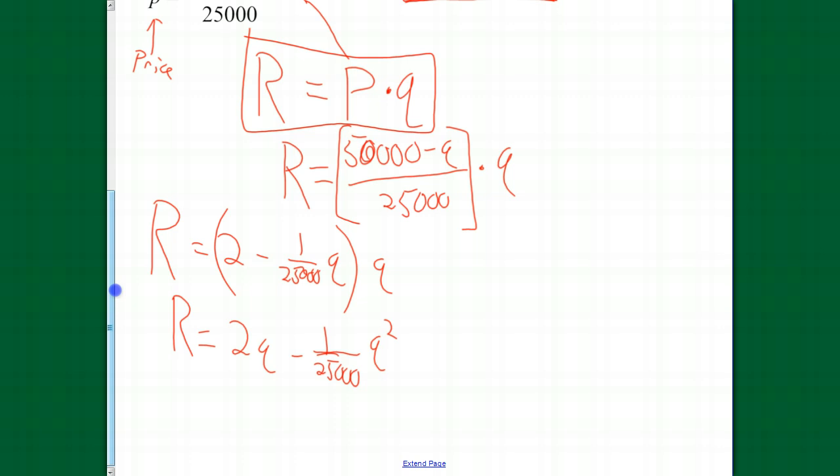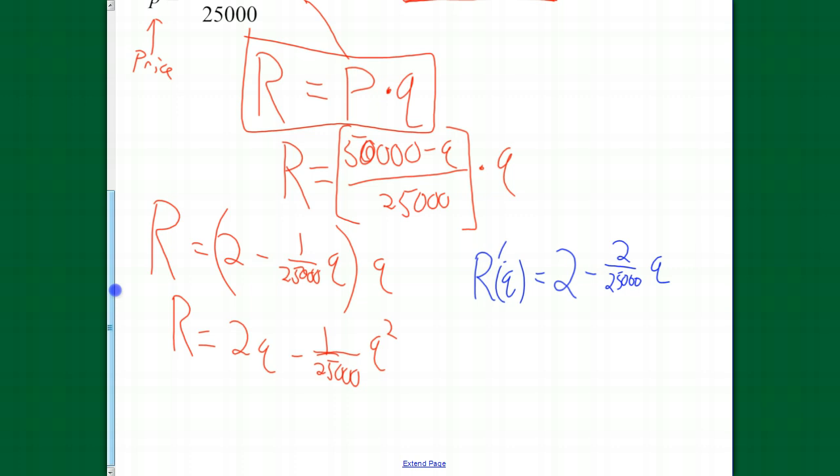And so now we're going to find the marginal revenue at 10,000. So that means we need to find R prime. And everything is in terms of Q. So we're taking the derivative of R with respect to Q. Derivative of each term: derivative of 2Q is 2, minus, bring that exponent for the second term out in front. So we really have 2 of these 1/25,000ths, and then decrease the exponent by 1. So this is our marginal revenue function. It's the derivative of the revenue function.